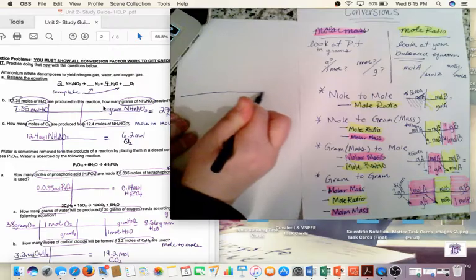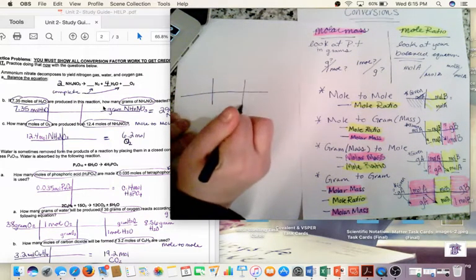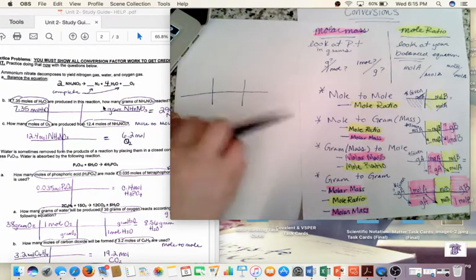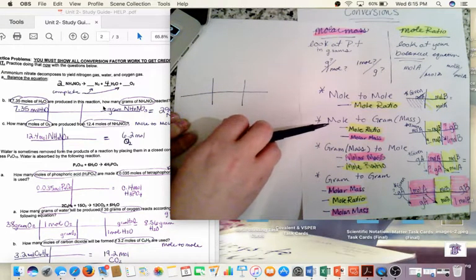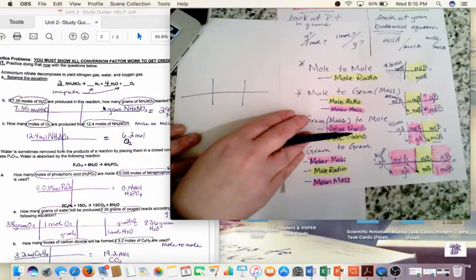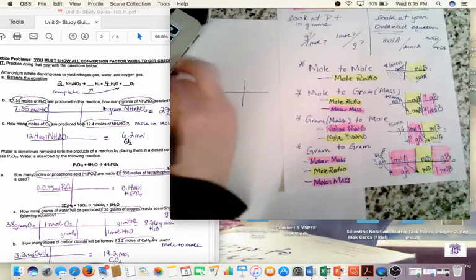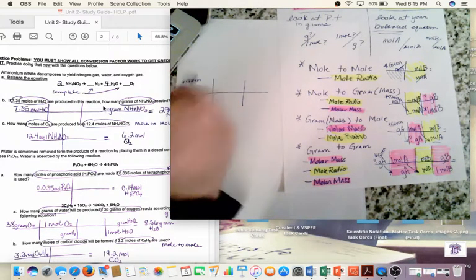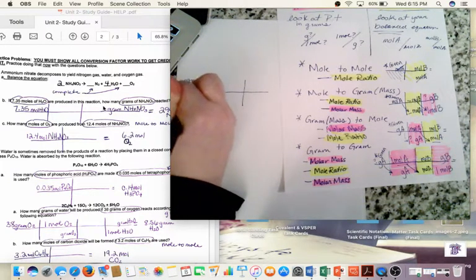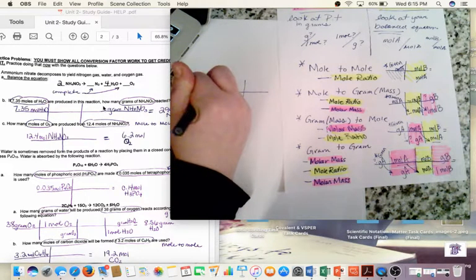So I have my double T because I am going from mole to gram. So we're using this one right here. I'll line them up so you can see them. So we're using this example. So our given goes right here. This is our given. And they told us in the problem that I have 7.35 moles of H2O.